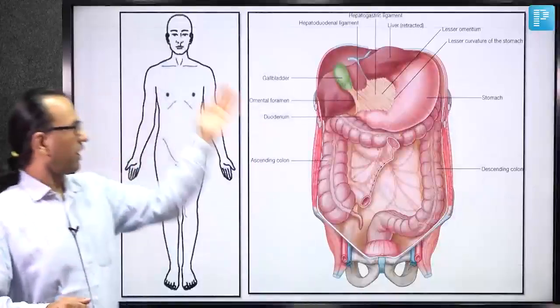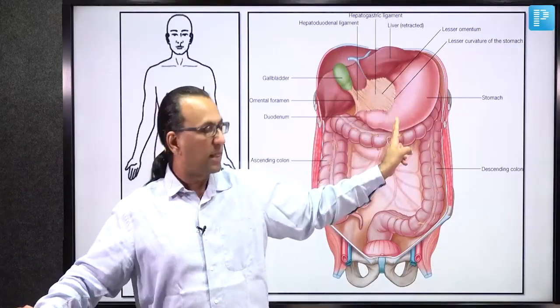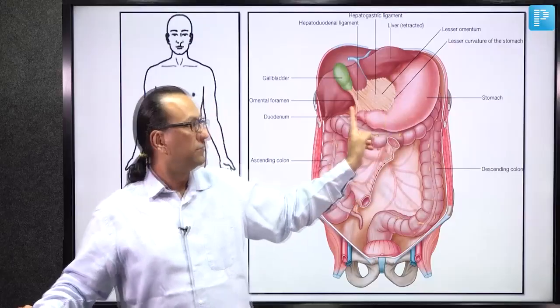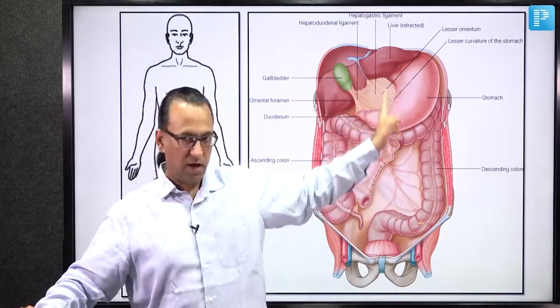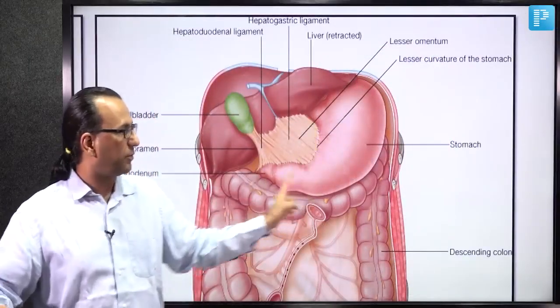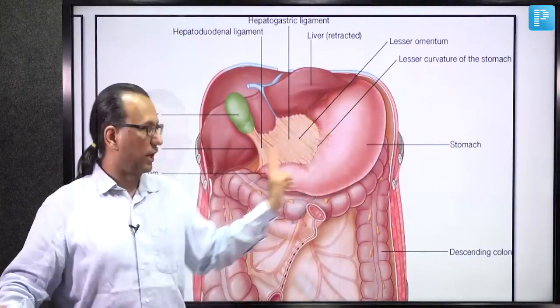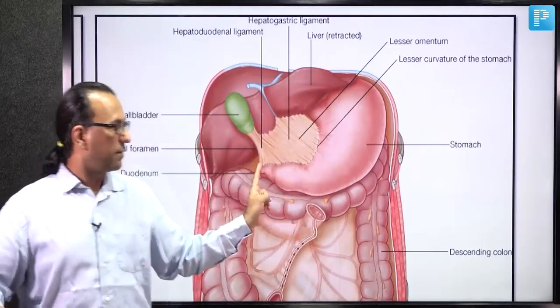Now in adults, if you look at the front view, let us pull the stomach from the liver. In that process, you will be pulling the lesser omentum attaching to the lesser curvature there. Let us magnify the area now. This lesser omentum, which is attaching to the lesser curvature of the stomach and the porta hepatis of the liver, has two parts. One is called the hepatogastric ligament and one is called the hepatoduodenal ligament.